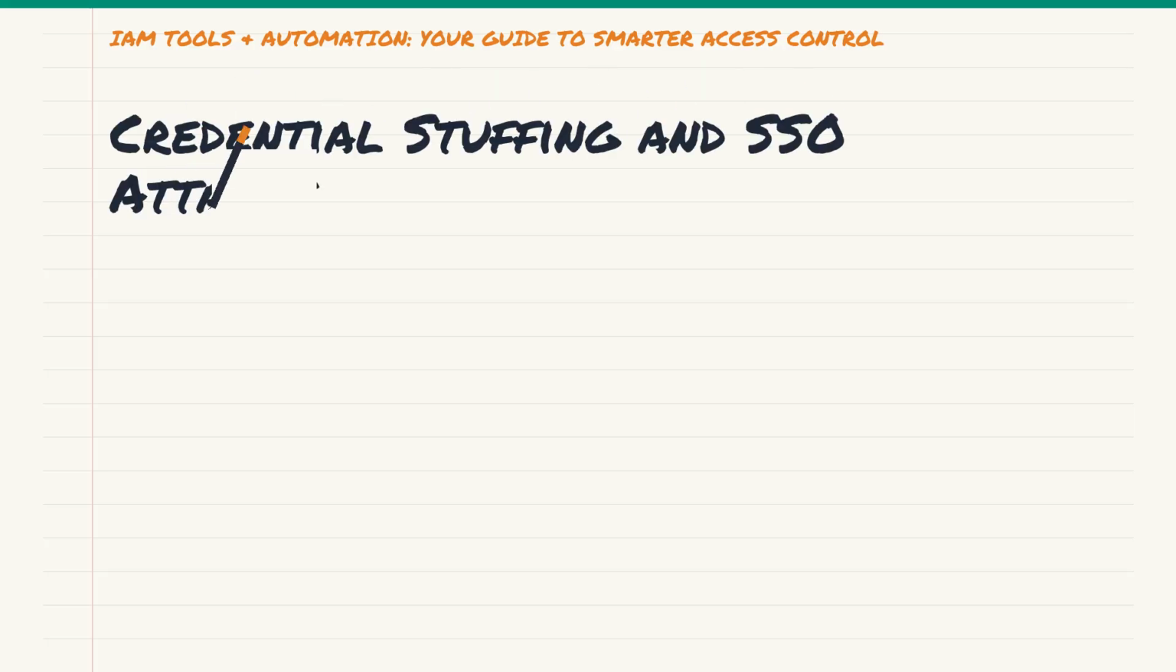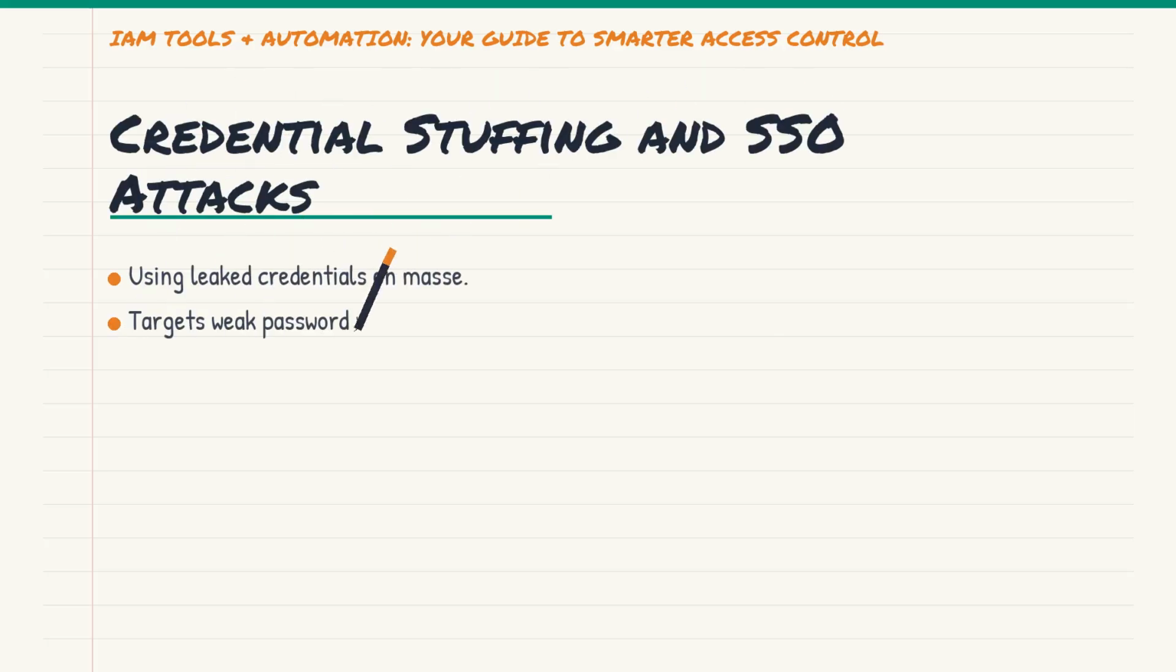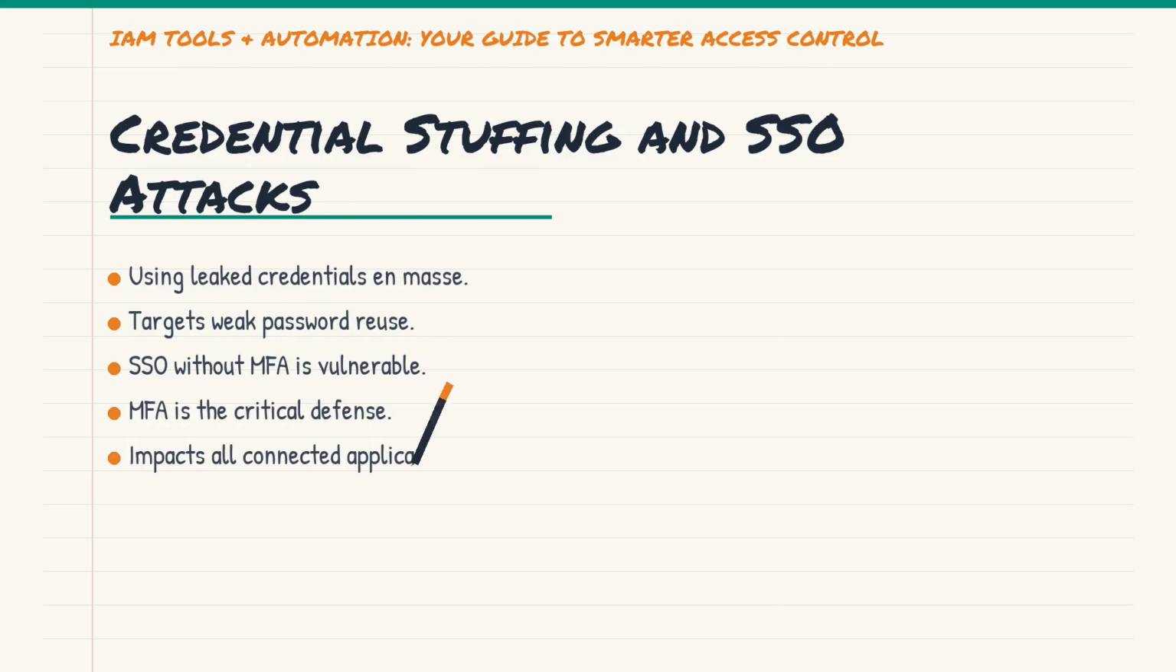Credential stuffing is a common attack where attackers use lists of leaked username-password combinations from previous breaches to try and gain access to other systems. If an organization relies solely on SSO without strong MFA, a single leaked credential could grant access to all connected applications. This is why MFA is so crucial, even with SSO. It's an extra lock on the door. Imagine a thief having your house key, the password, but also needing your phone to unlock the door, the MFA code.